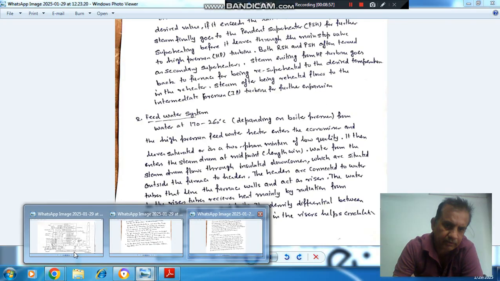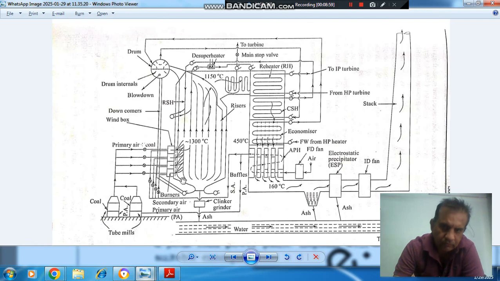So this is the diagram that we need to draw. It is very hard to draw, so please don't attempt this question.